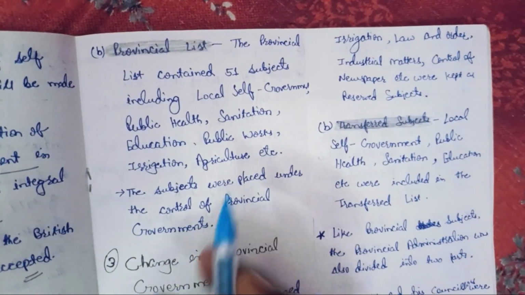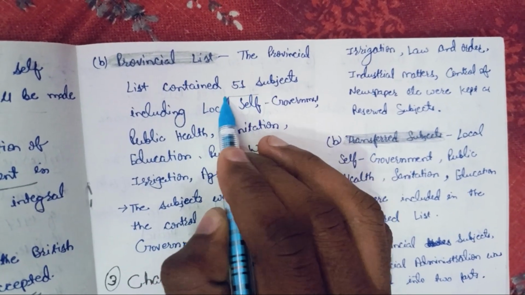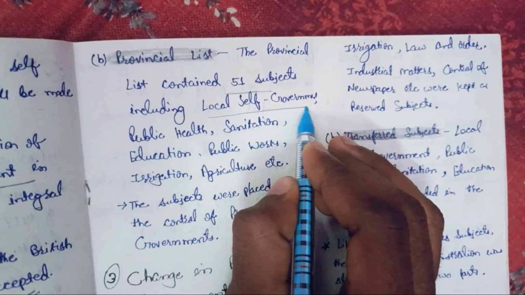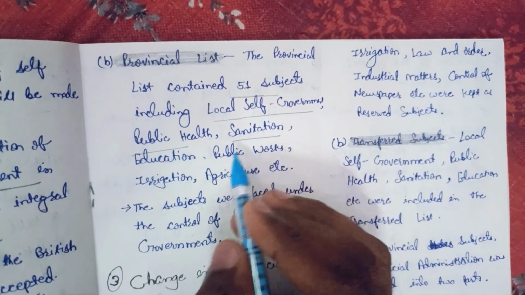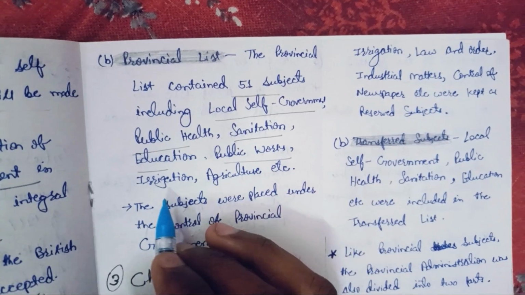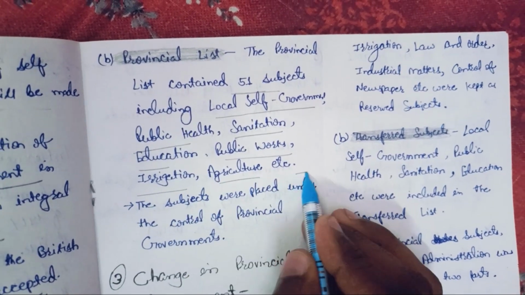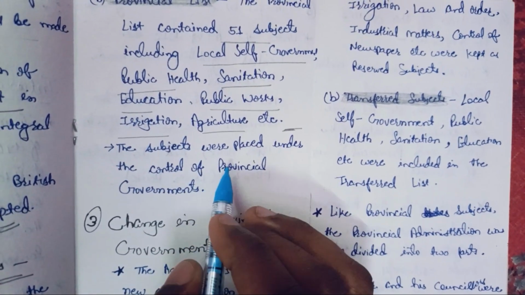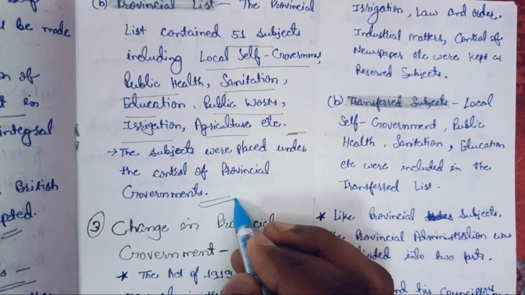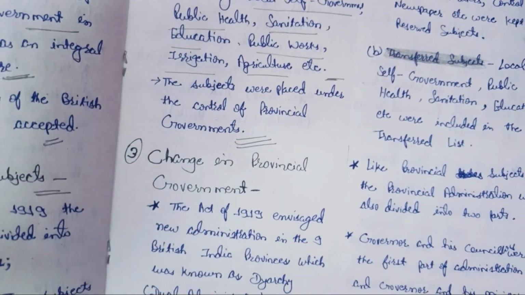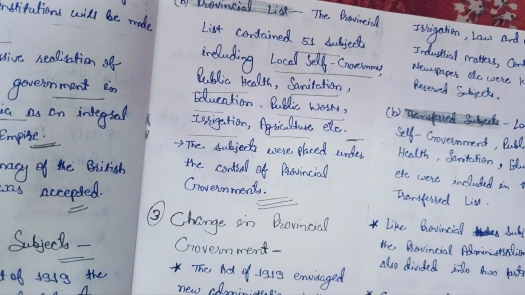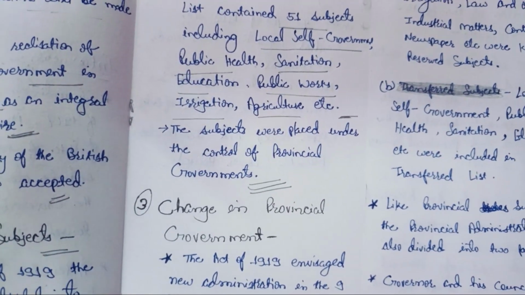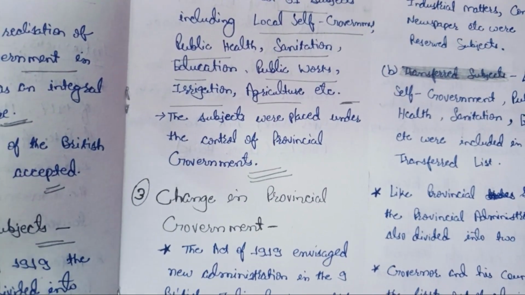And in the provincial list, a total of 51 subjects were included, and those comprised local self-government, public health, sanitation, education, public works, irrigation, agriculture, etc. These subjects were placed under the control of the provincial government. So basically, the subjects under the provincial list were under the control of the provincial government, and the subjects under the central list were under the control of the central government.